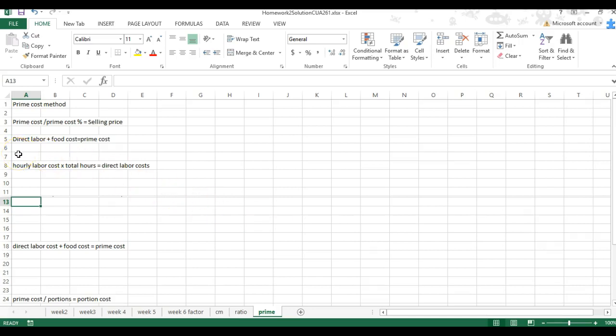So we have all that information. We're going to use the example in the book. The direct labor is $9.50, and it said it'd take him 2 hours to make that recipe.